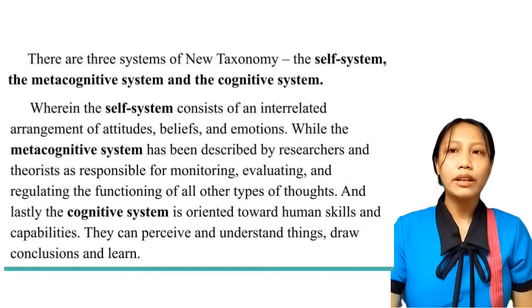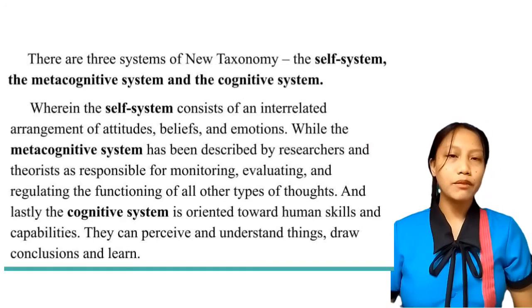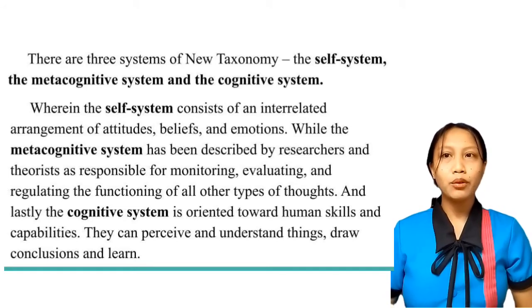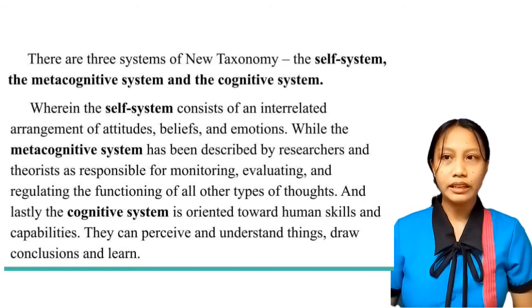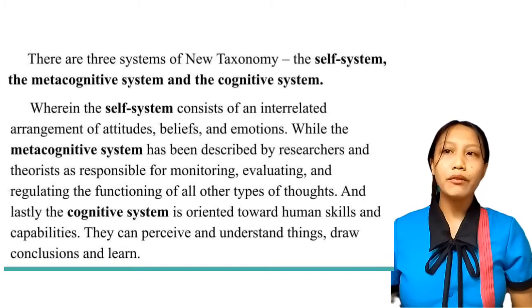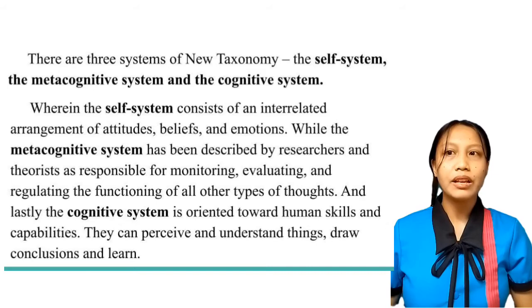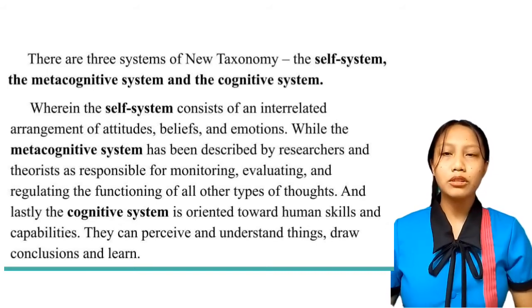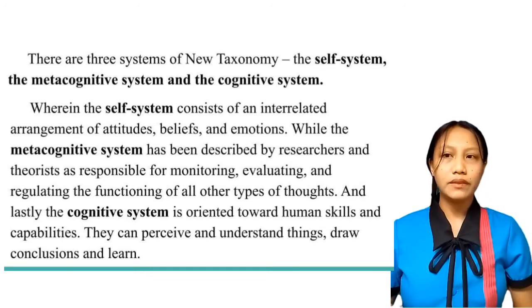The first one, or level one in the new taxonomy, is retrieval. The second is comprehension, the third is analysis, and level four is the use of knowledge. These four levels are under the cognitive system, while level 5 is the metacognitive system, and level 6 is the self system. And these three systems of the new taxonomy are the self system, the metacognitive system, and the cognitive system.